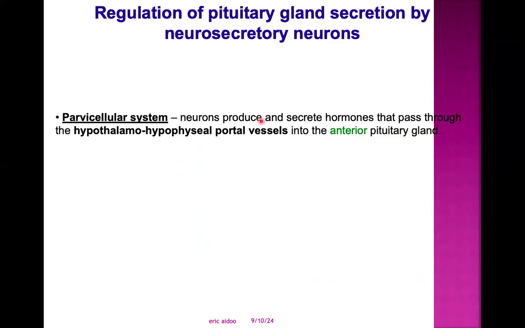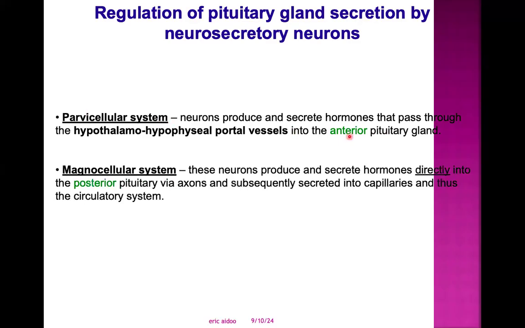Now, the pituitary secretion can be regulated by two main pathways. You have the parvicellular system, and then you have the magnocellular system. But we take the parvicellular system first. In this case, you have neurons producing and secreting hormones that will pass through capillaries known as the hypothalamo-hypophyseal portal vessels. And this will journey into the anterior pituitary gland. So the parvicellular system is related to the anterior pituitary. And then the magnocellular system is related to the posterior pituitary.